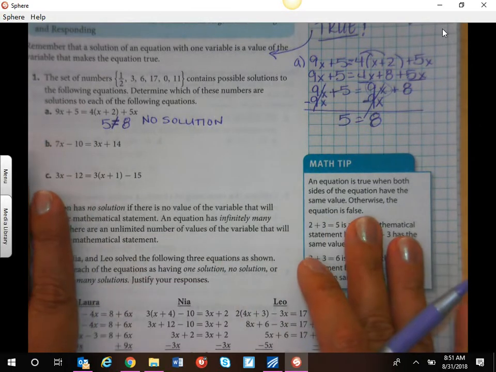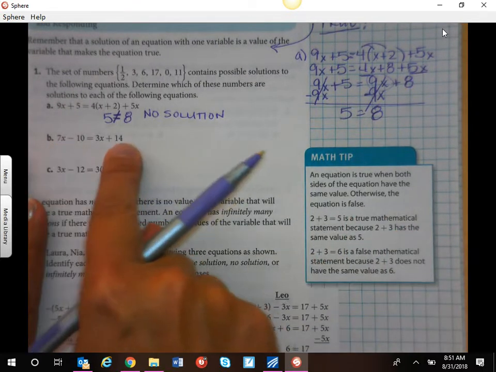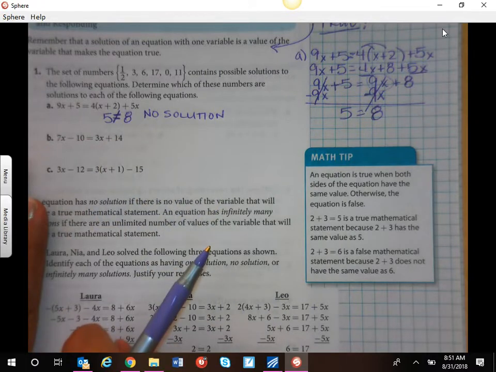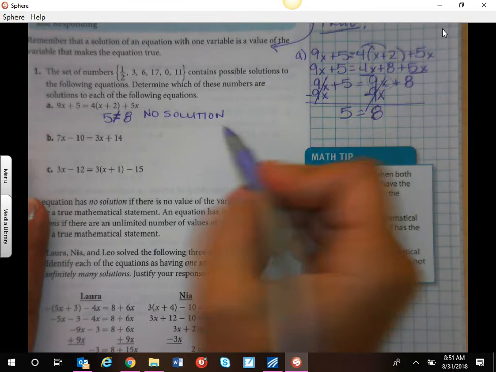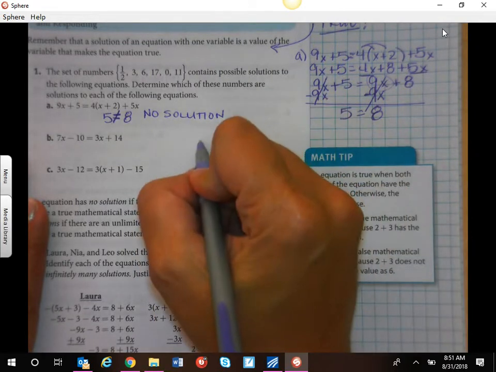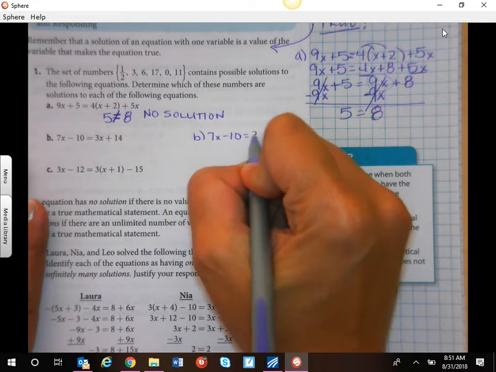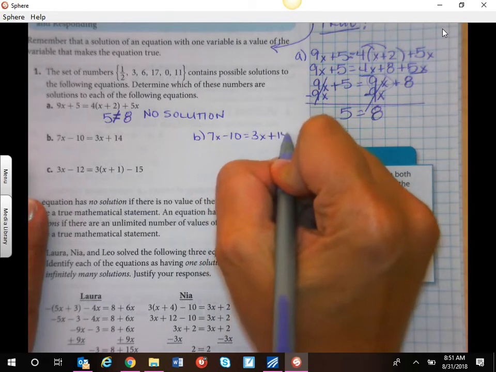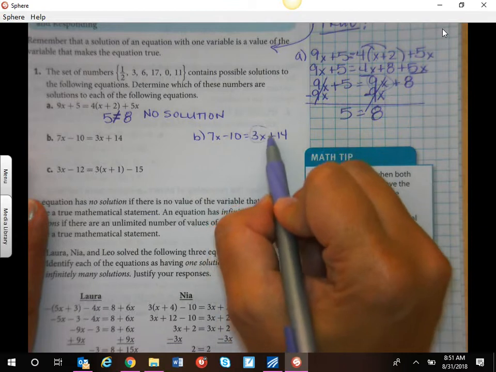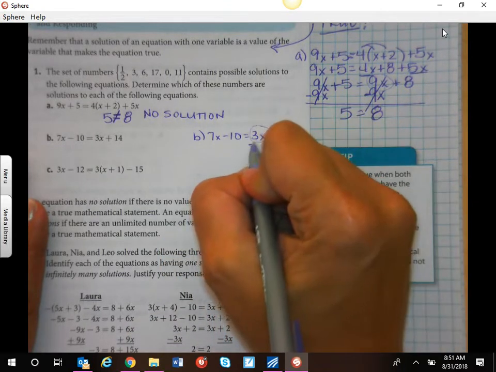Okay? Let's try B and see what happens. I have no distributive property. I have no collecting like terms. So I'm going to do this one. I have a little bit of space right here, and then I'll do C down here in the margin. So for B, I'm going to just write it again. And I'm going to jump to step 3, which is variables on both sides. Well, this 3x is smaller than 7x, so that's the one I want to move, and it's positive, so I'm going to subtract it.